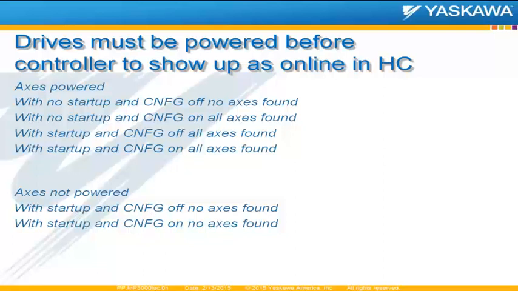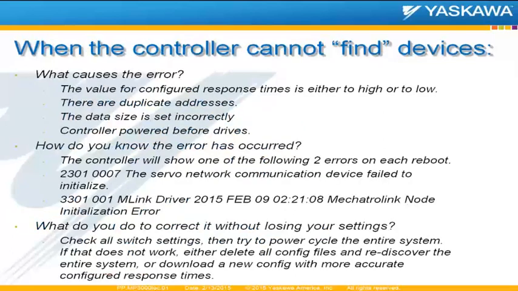So the bottom line is the axes should be powered before the controller. Just to recap, when the controller can't find devices, what causes the error? Well, it's either your configured response time is too high or too low, you have duplicate addresses, the data size is set incorrectly, or the controller was powered before the drives.